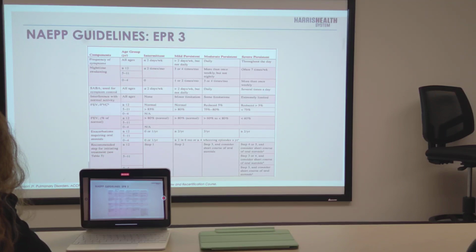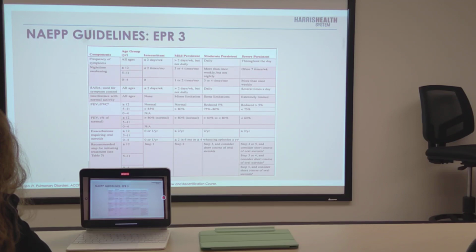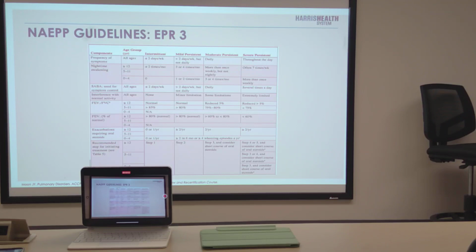One of them is nighttime awakening. As you can see, in intermittent, these patients are waking up two or fewer days a week, versus mild persistent, which is more than 2 days a week, and then moderate persistent is happening daily, and for those that are severe, this is occurring throughout the night. In terms of use of a short-acting beta agonist, those who are intermittent are not using it as often. This is less than or equal to 2 days a week, similar to how often they're waking up at night. For mild persistent, this is more than 2 days a week, moderate is daily, and severe persistent is usually several times throughout the day.